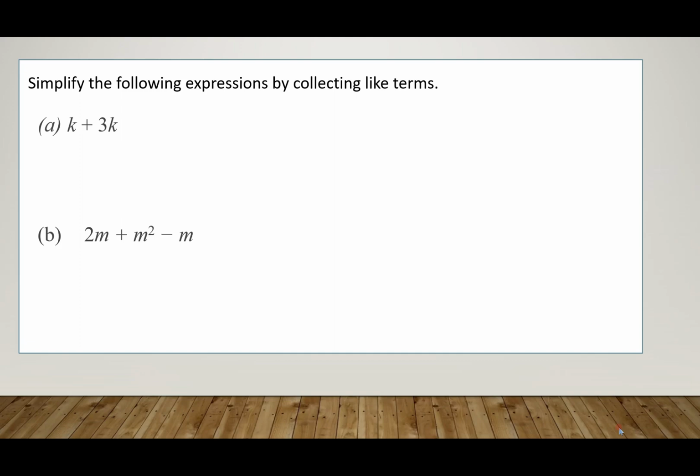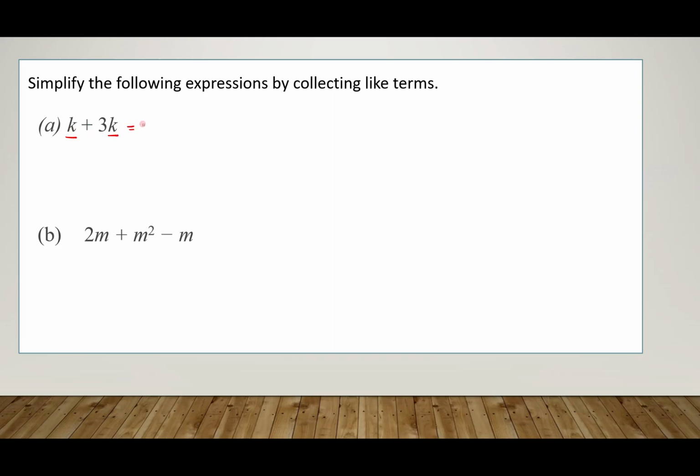So in the first example, you can see we've got k plus 3k. Now, both of these terms use the same variable, the same letter. So they're both using k. So this means they are like terms. So we can add these together.